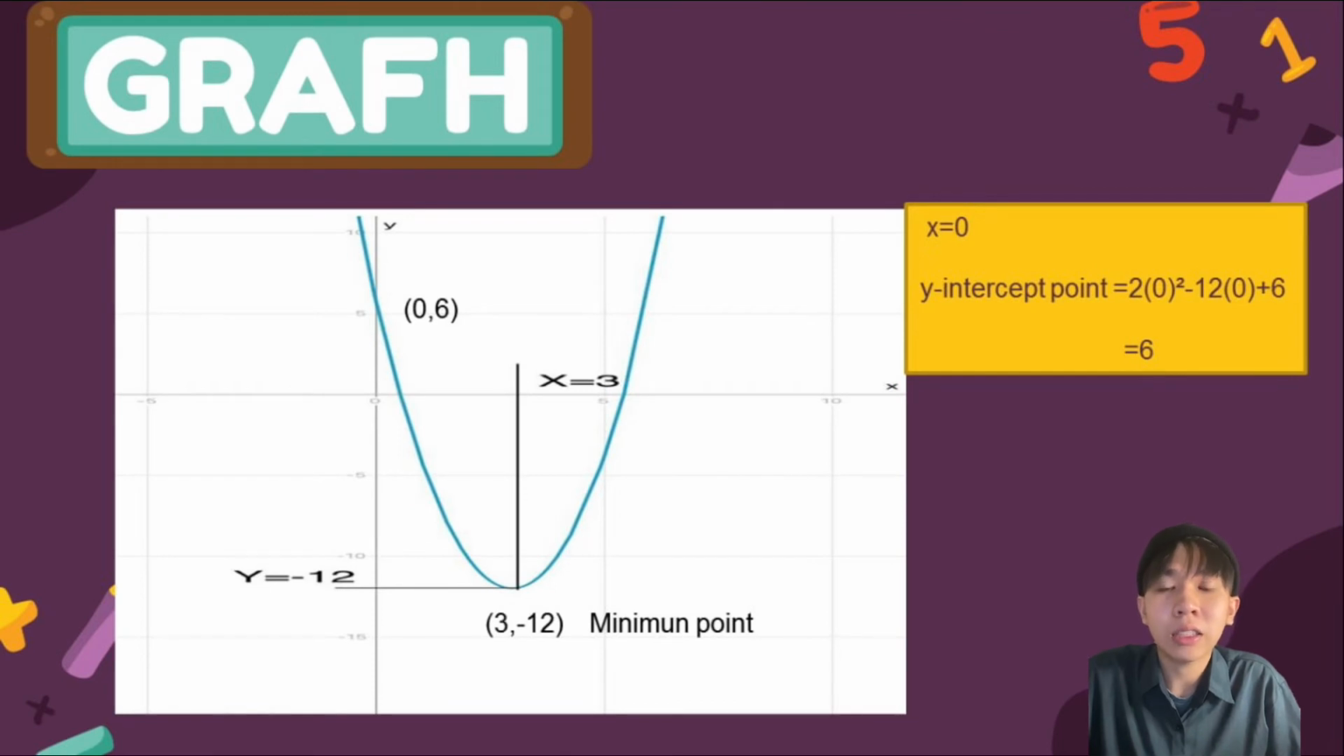In the graph, we can set the point 3 on the x-axis and negative 12 on the y-axis for the minimum point. Then, for the y-intercept, when x equals 0, y equals 2(0 squared) minus 12(0) plus 6, which equals 6. Then we can mark the point 0 on the x-axis and 6 on the y-axis. Then we can connect them with a curve shape.